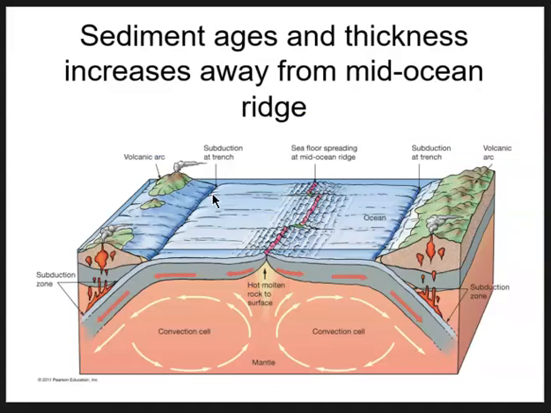You can also look at the ages of sediments and the thickness of them as you go from the mid-ocean ridge towards the shoreline. You can see that the age of the sediment is older as you go away from the mid-ocean ridge, and the thickness of sediment also increases as you go away, because that ocean crust has been there longer and therefore more sediment can accumulate there, right? Along the mid-ocean ridge, that's new oceanic crust, and therefore you're not going to have a lot of sediment accumulating there.